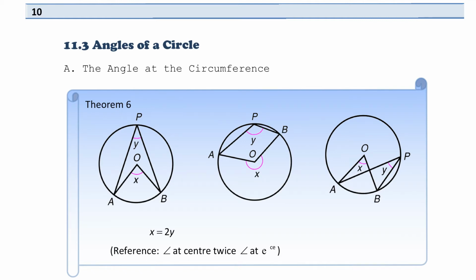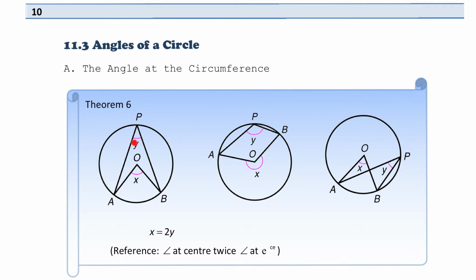Basic property of circles, part 2. Starting from this subchapter, we'll try to consider the angle, the relationship of the angle inside a circle. So the first property is related to angle at circumference. First of all, in my first video, I have already introduced what is the meaning of angle at circumference.